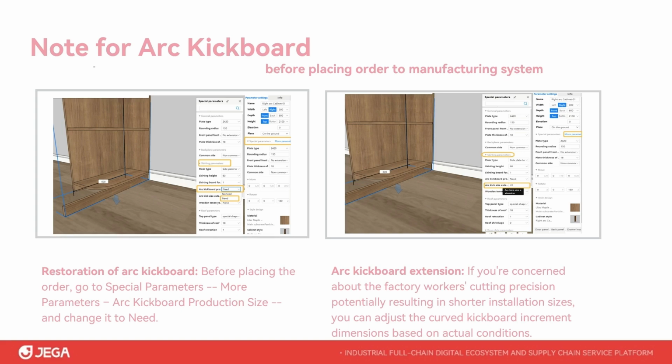Now it is the skirting. For the skirting, before you place the order, you need to go to the special parameters and find this skirting production size and change it to need. Then it will look like this. In this state, it can be produced. However, before changing this, remember to do the render first. Or if you render in this state, it will show like this.